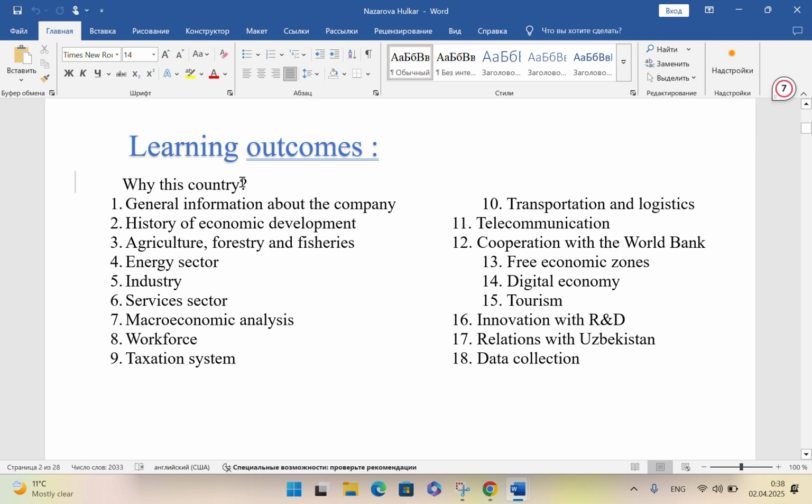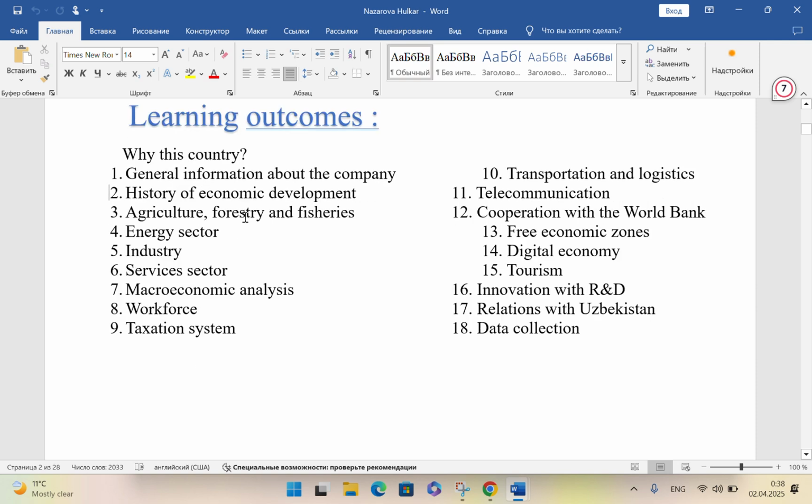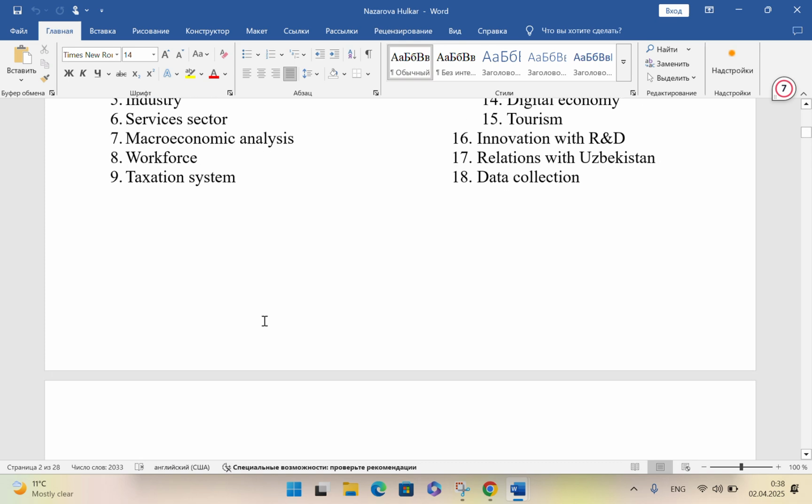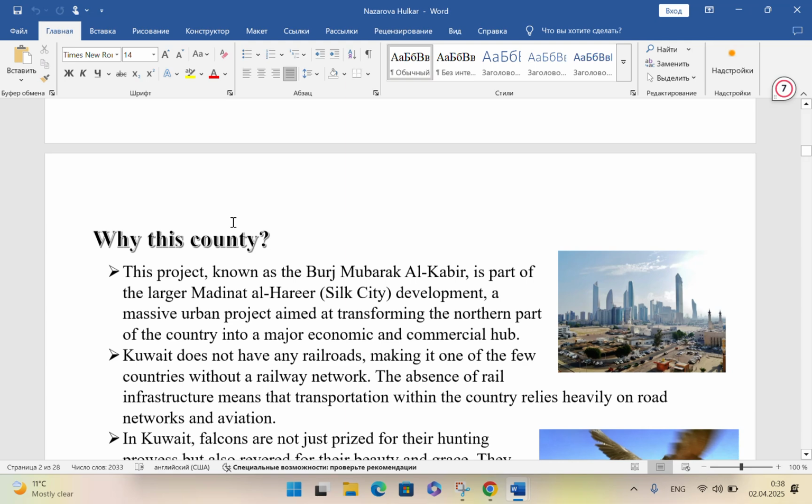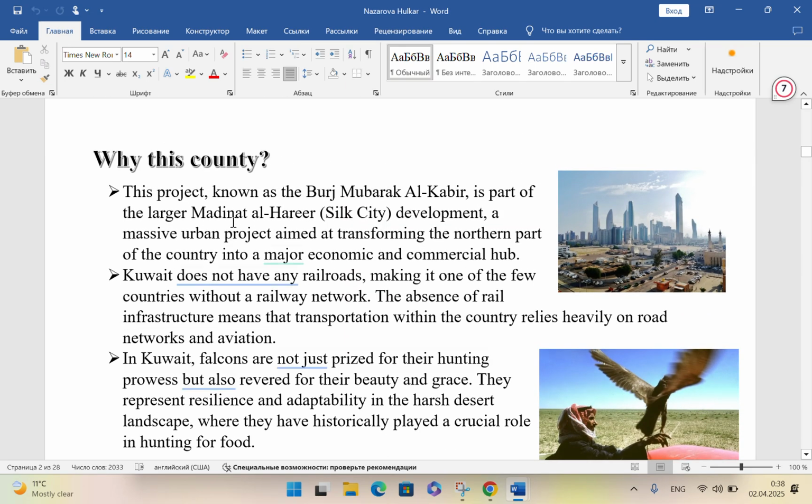So as you can see, the first one is why this country, general information about the country, and the history of the economic development, like this. And there is a website where I get all my information for my presentation. The first thing is why this country is so popular.